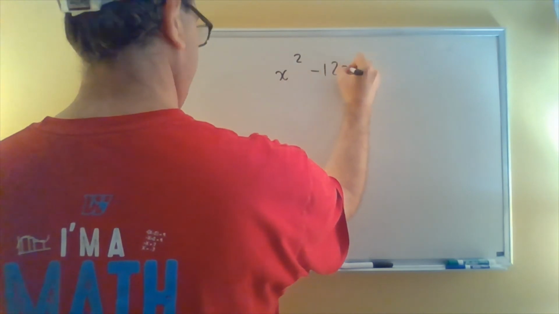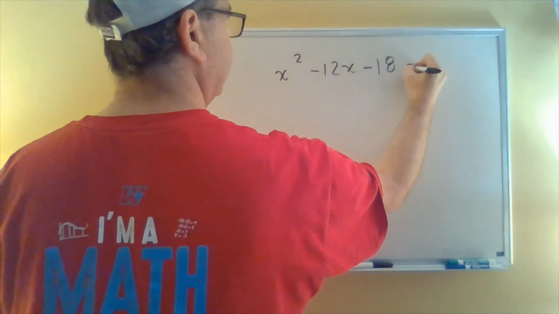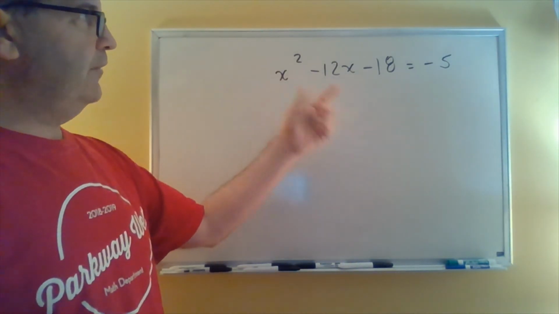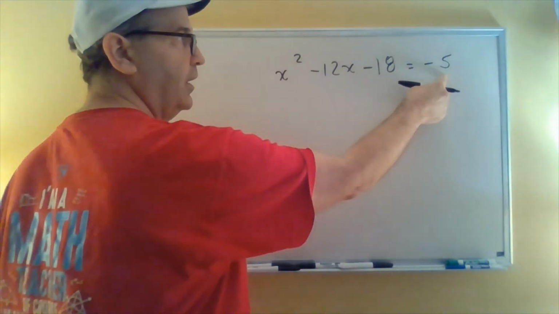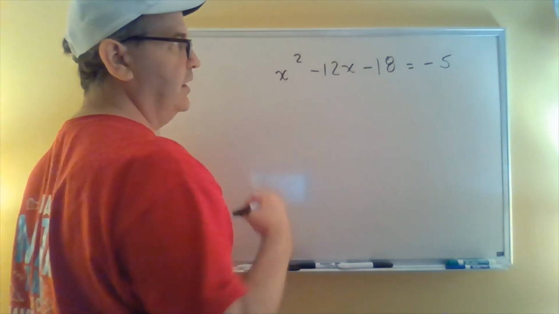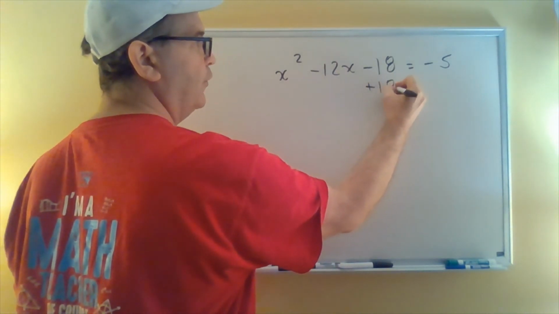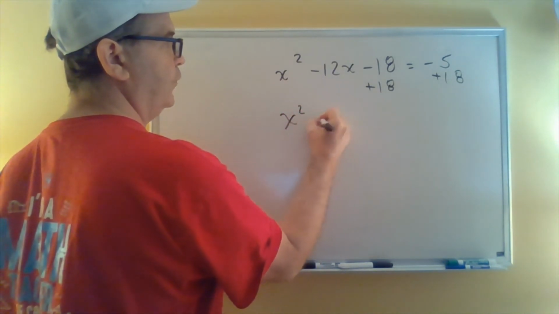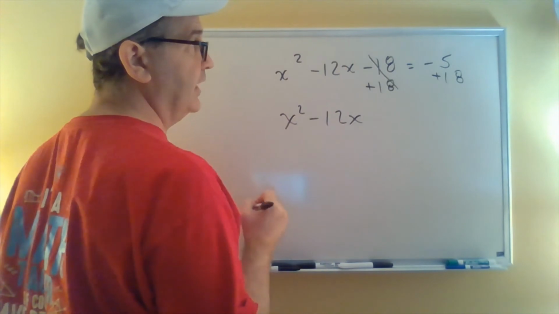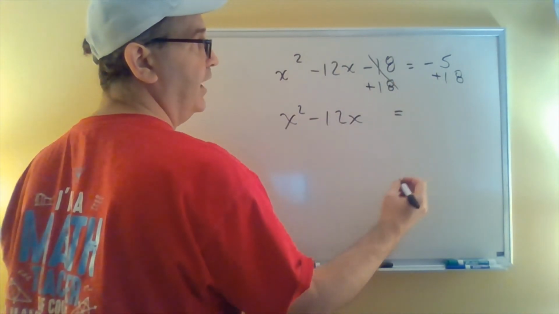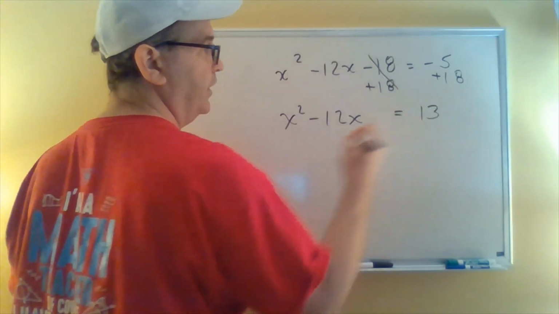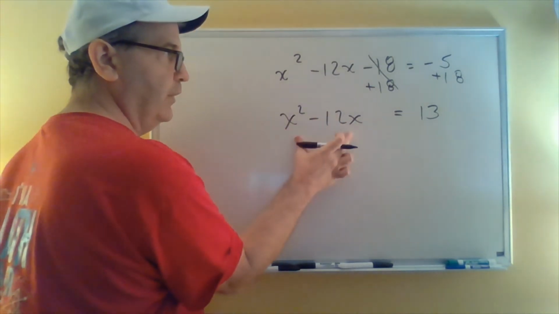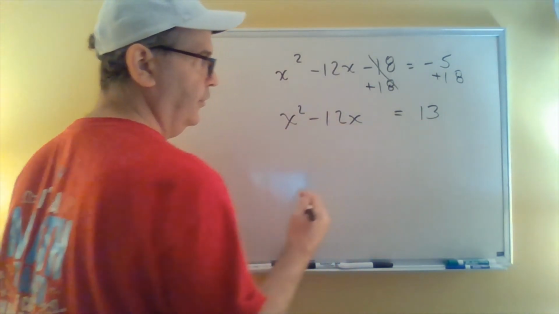x squared minus 12x minus 18 equals negative 5. Okay, so again, we want our variable terms by themselves on the left, and we want our constants on the right. Well, we already have our one constant over here. We have this constant of negative 18 hanging out on the left side. We need to move that over. So we're going to add 18 to each side. From there, we'll get x squared minus 12x. Our 18s are going to cancel out. And that's going to equal negative 5 plus a positive 18, which gives us a positive 13. Okay, so we've taken care of the first step, which was rewriting our equation, with our variable terms on the left side and our constant over on the right.